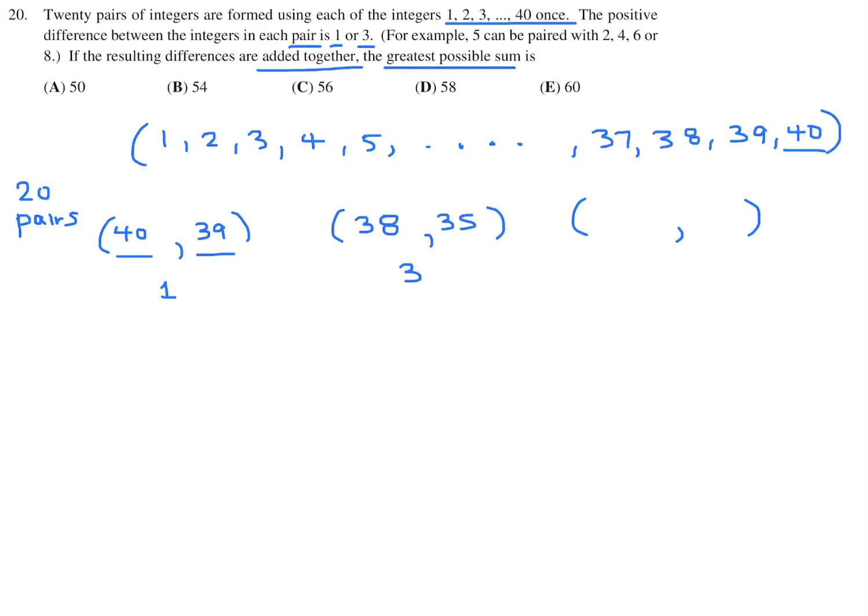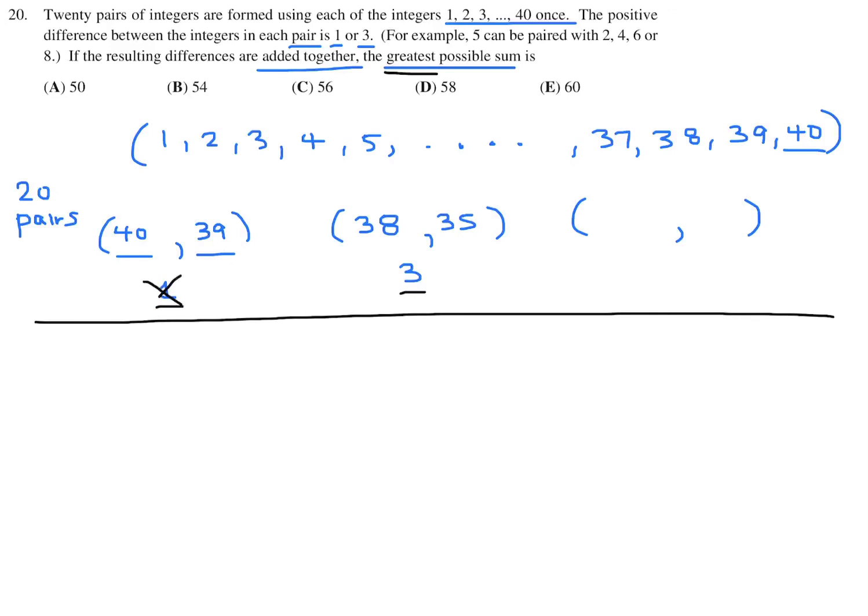So how do I do this? They want the greatest possible sum, right? If they want the greatest possible sum, each individual difference should be greatest. So I'm going to forget about the ones. I'm not even going to do any ones. I'm going to make all of my pairs have a difference of 3. If I do that, I can add them all together and get the greatest possible sum.